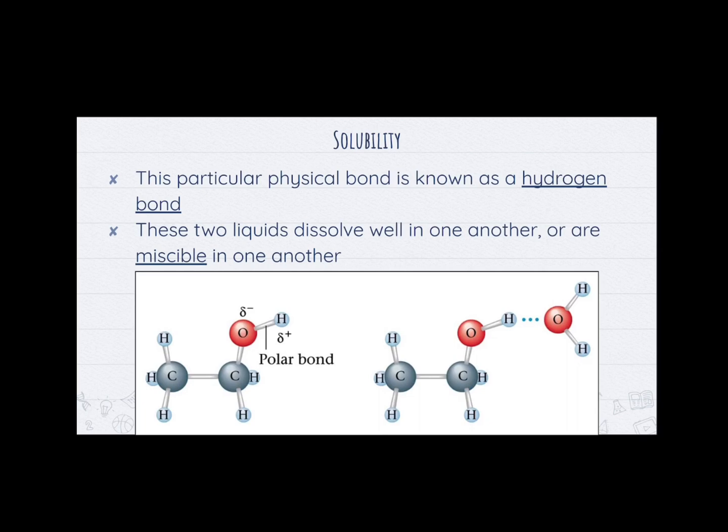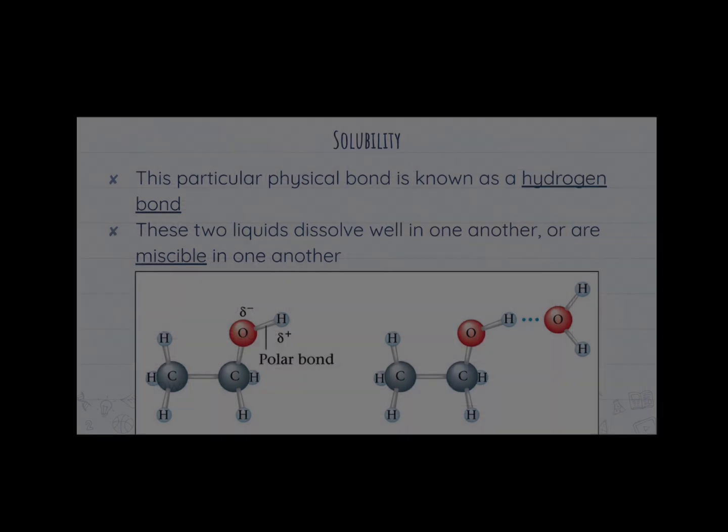So if you look at the dotted line over there to the right, the line between H and O, that's forming a physical bond, a hydrogen bond between the alcohol molecule on the left and the water molecule on the right. These two liquids dissolve well in one another and are miscible in one another.